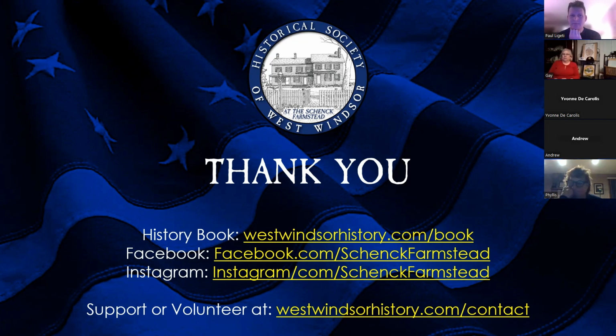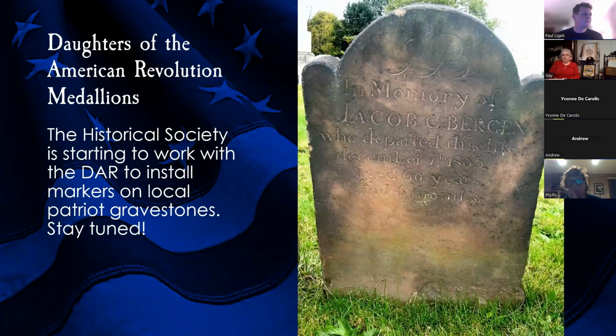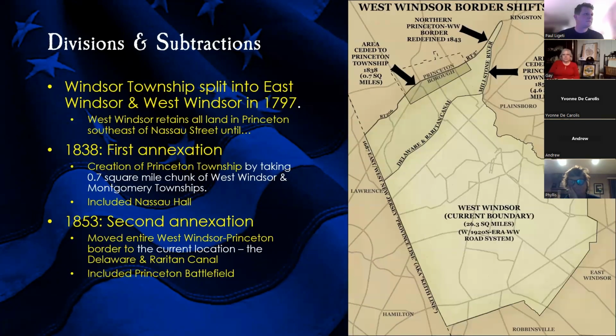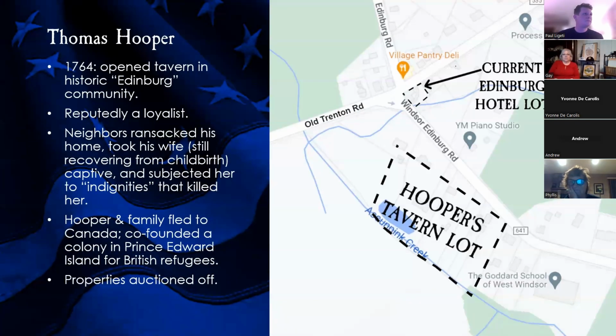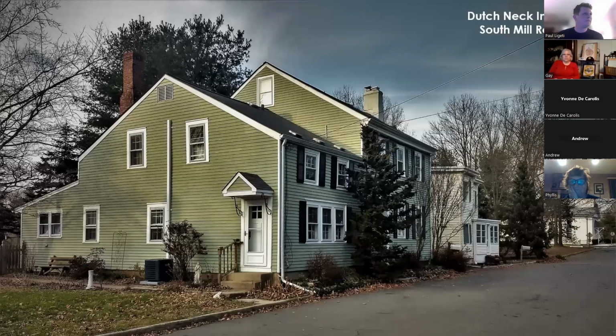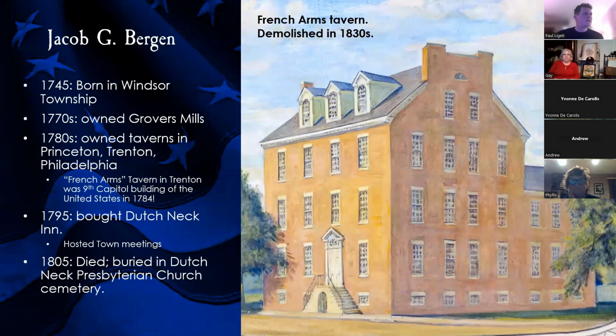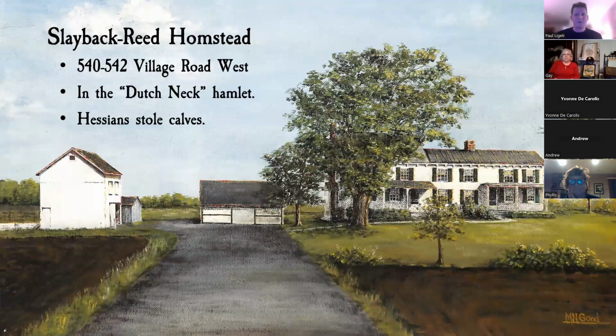The one point you mentioned about the Hessian troops taking the Slayback cows, that property that is currently situated on Village Road West, is that where the alleged theft occurred, or was that house relocated to where it is now on Village Road West? So the house was relocated, but it was relocated within its property boundaries. That property used to include, I don't know if it's all of, but a substantial portion of the Lily Park 2 development, or it might be the original Lily Park development.